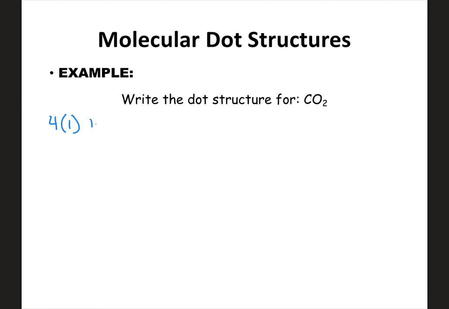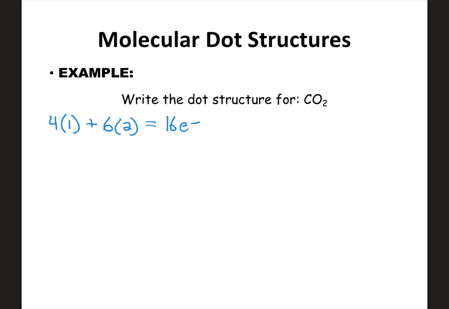Plus, how many valence electrons for each oxygen? It's in the 6A, so there's 6. But then there's 2 oxygens in the formula. So when we total this up, we got 12 plus 4, which is 16. So we have 16 electrons that must be in this picture. When this is done, you're going to have 16 dots that have to be there or it's wrong. Any more, any less than 16, you're wrong.